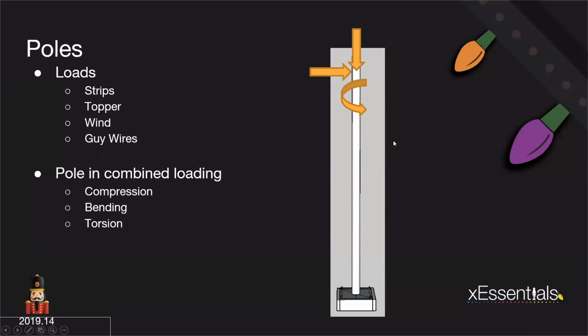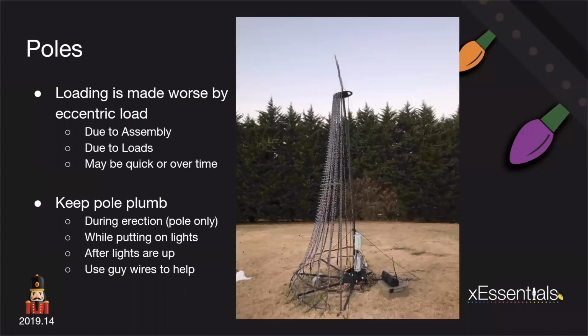That really probably isn't going to make your pole fail. Most of our stars are not that big and not able to transfer that much load, but there is some torsion that goes onto these poles that I just want to make you aware of, that there are forces in there that you might not be thinking about. As I said before, eccentric loading very often is a cause of one of these failures.